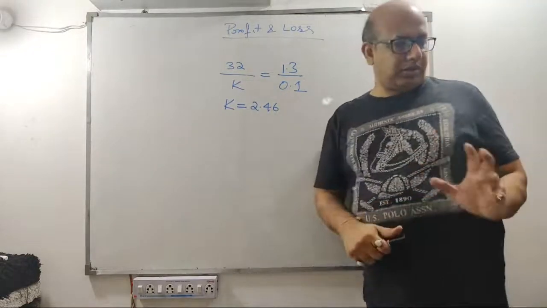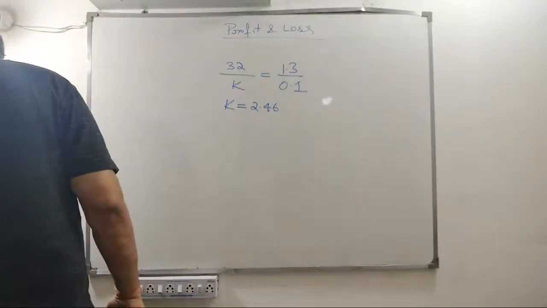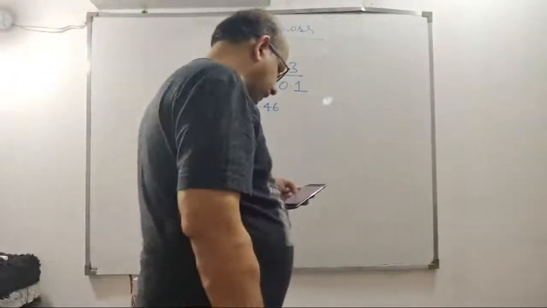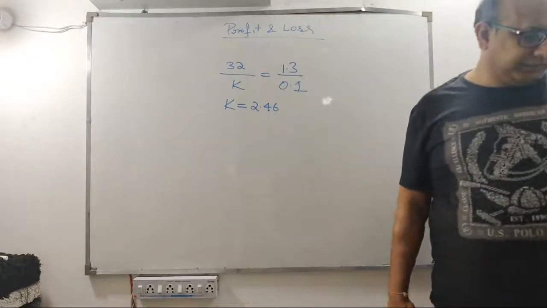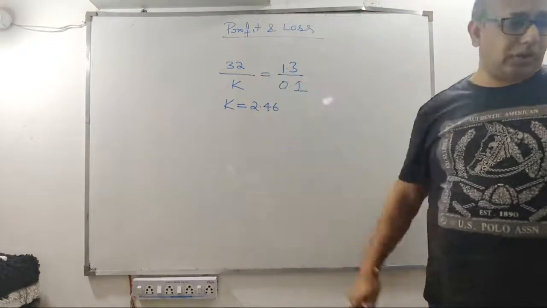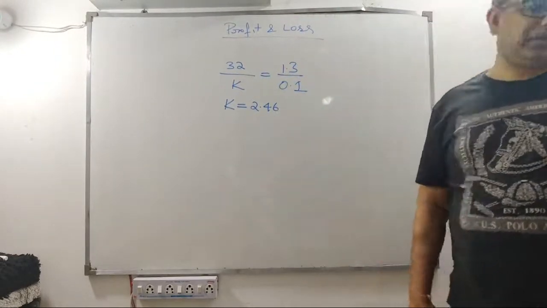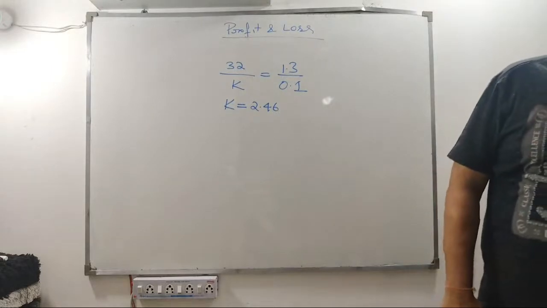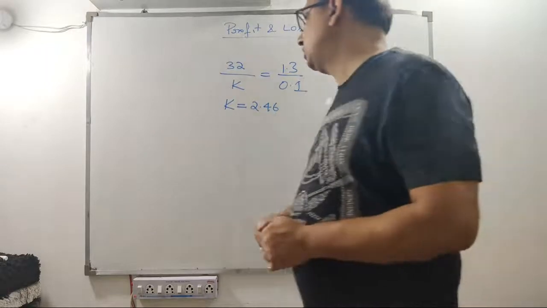ये बात समझ में आया आपके? ये बात समझ में आ गया है तो बताइए. Else I will again explain. Is it okay? So 130% of cost price is equal to 32. 10% of cost price is equal to K, hence K is equal to 2.46. आ गया? So we'll move on to the second question.